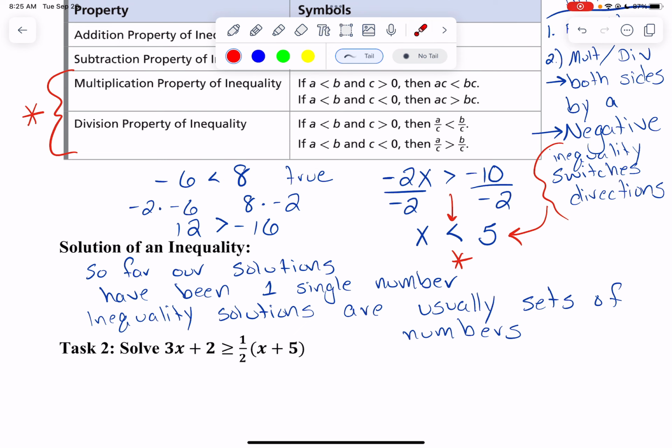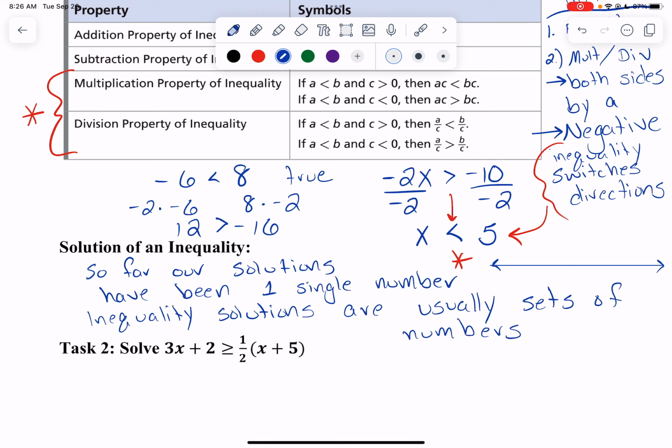My answer is x is less than 5. That means that as long as I pick a number less than 5, it will work up here. So it has a bunch of solutions. So we tend to graph them. Okay, so if I was going to graph this, what I do is I start with a number line.